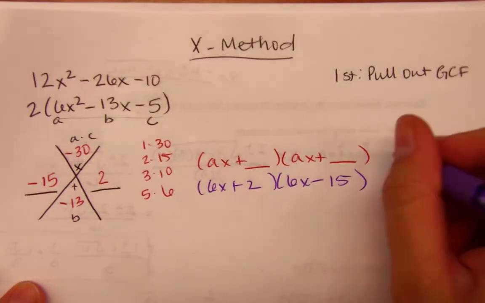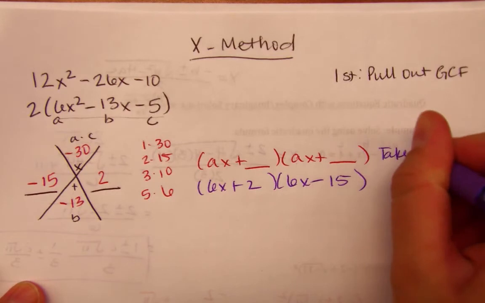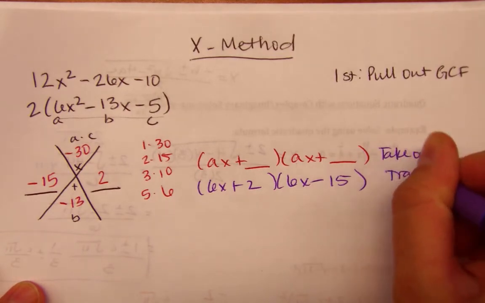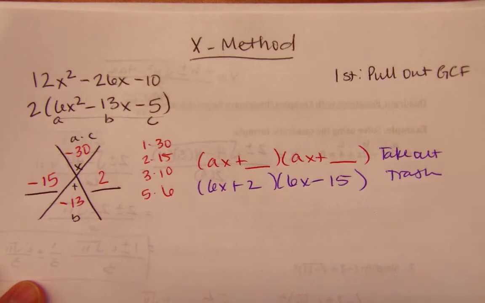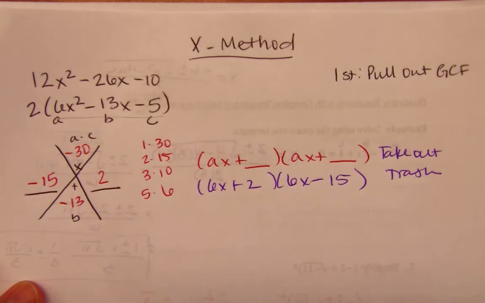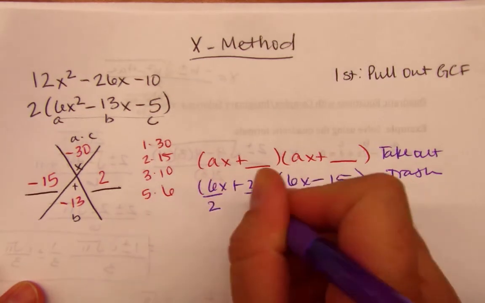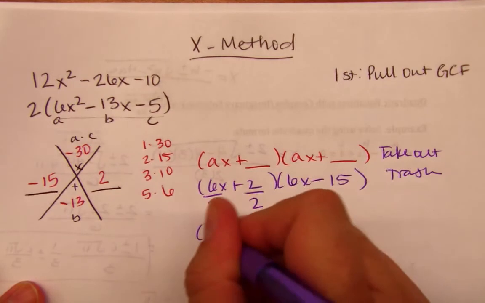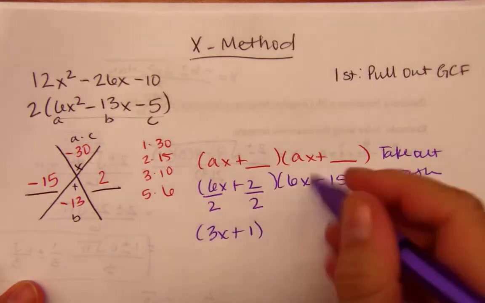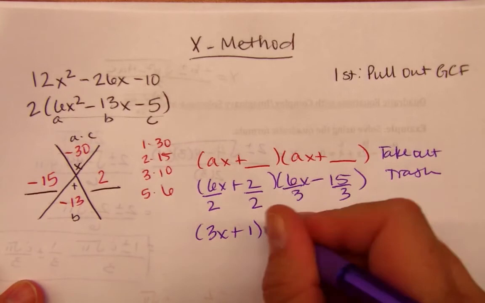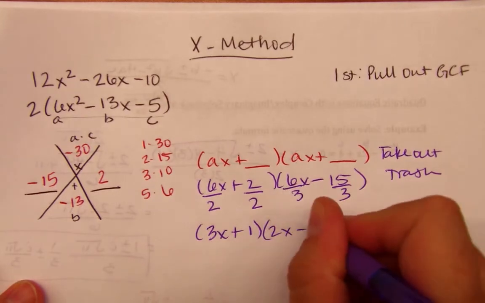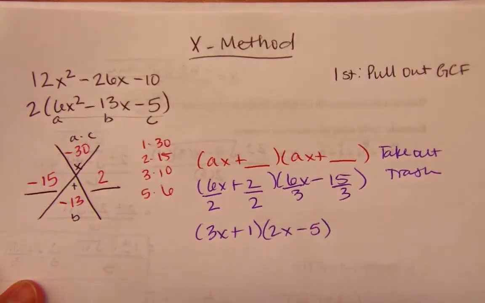I know that I have too much in here. And so this step is called taking out the trash. Okay. And when we're taking out the trash here, I know that I have an extra factor in these binomials. And so I want to divide out that extra factor. So the common factor in this binomial is 2. And so then we get 3x plus 1. And in this one, it's 3. So we have 2x minus 5. And now it's completely factored.